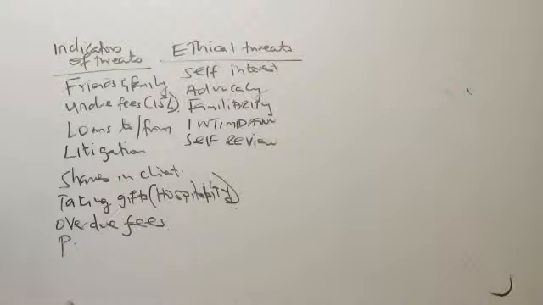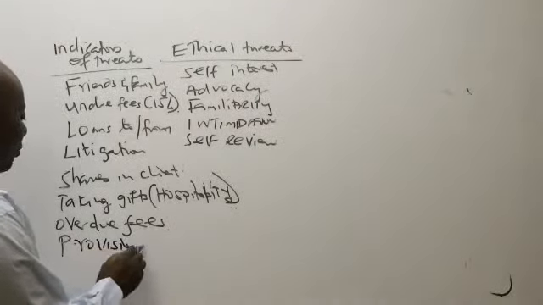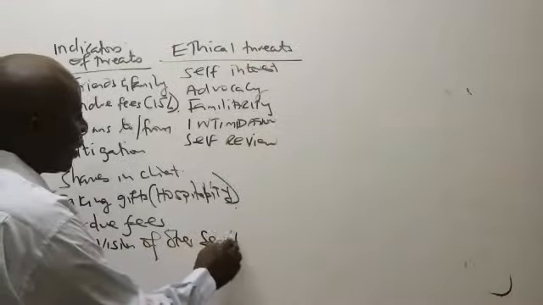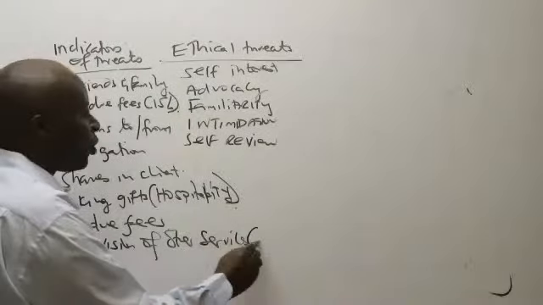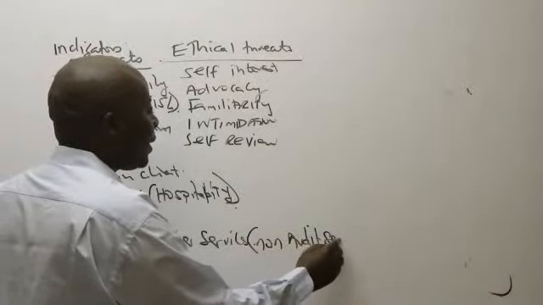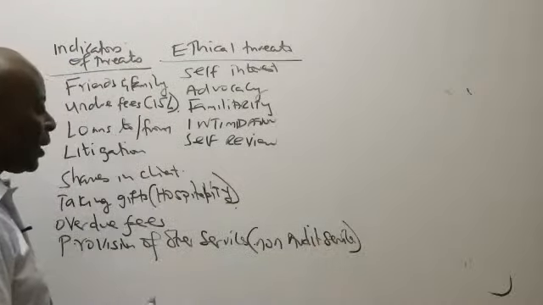And then we have this P. The other P is provision of other services, other than audit. What we call the non-audit services. Non-audit services is a big indicator. It is a big threat. Why?